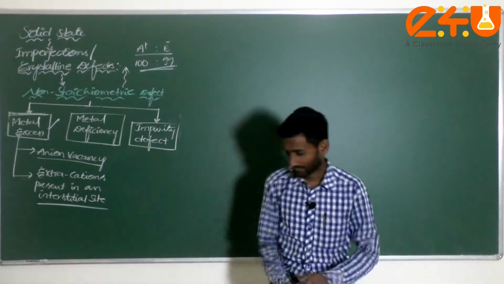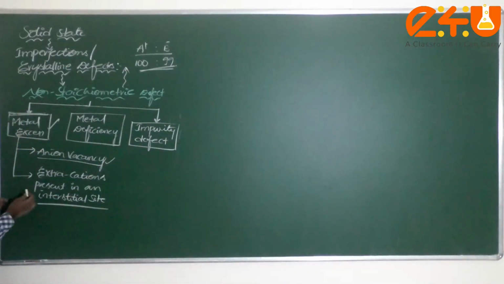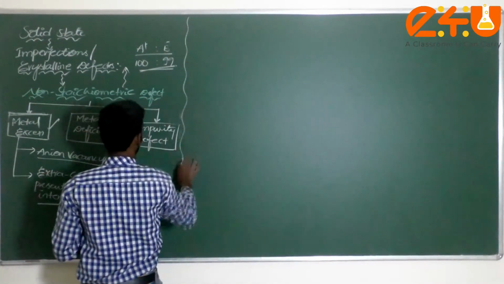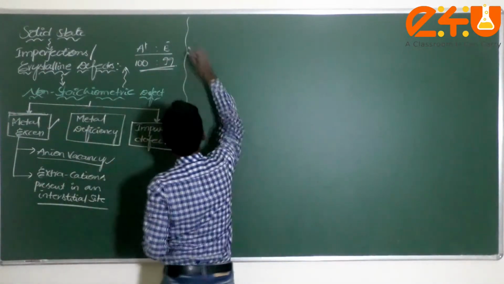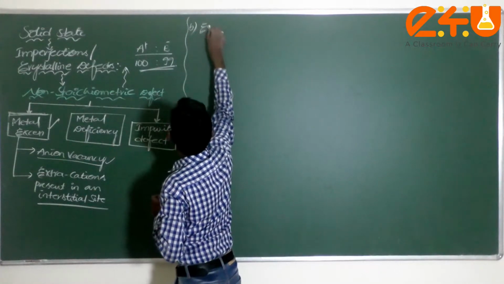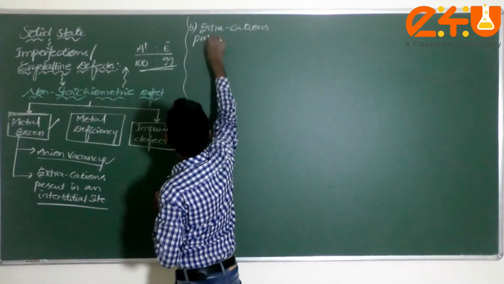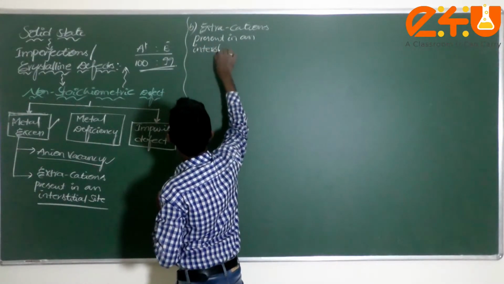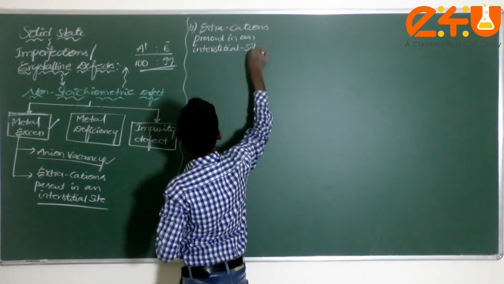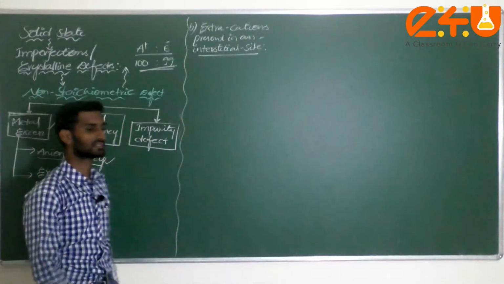Okay, dear students, let us continue our topic. Now the next one, after anion vacancy, comes under extra cations present in an interstitial site. Okay, extra cations present in an interstitial site, I am writing. Correct or not? That is the name, dear student: extra cations present in an interstitial site.